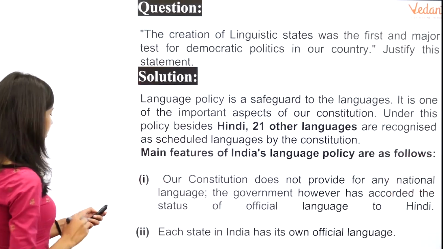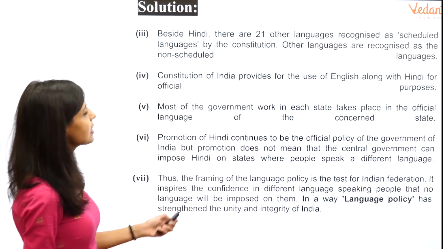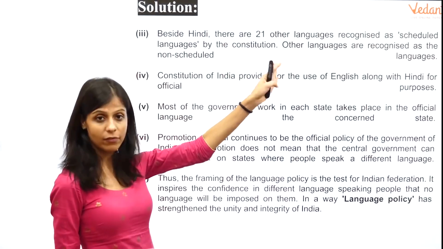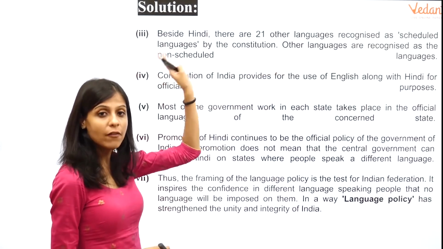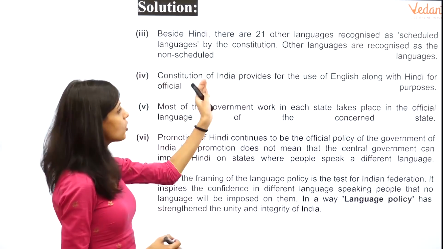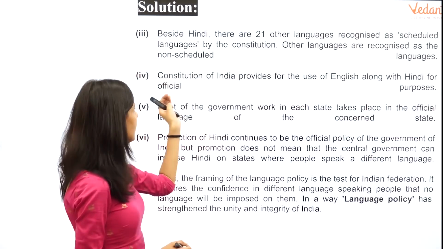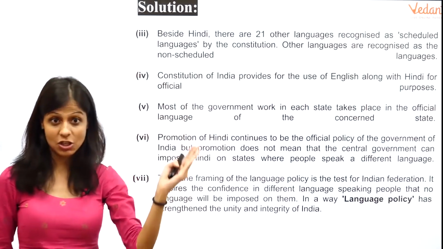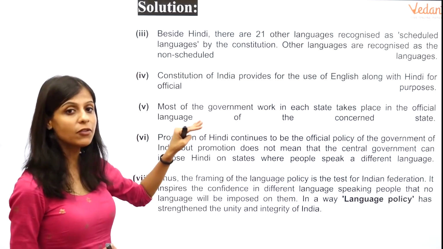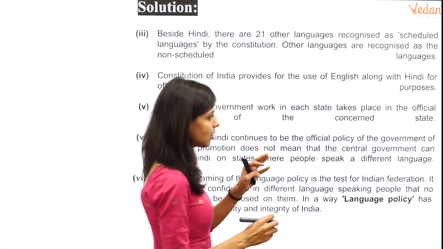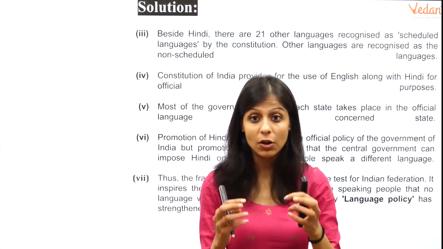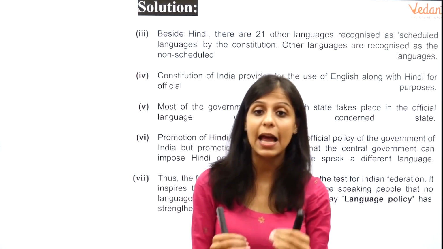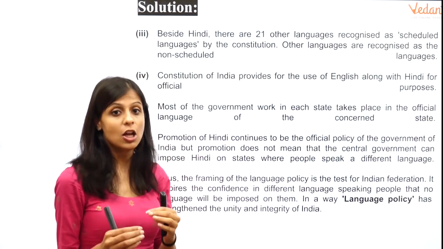The next important point that you can give is that besides Hindi, like we've mentioned in the introduction, we have scheduled languages. The constitution provides the use of Hindi and English for official purposes, like I just told you. And most of the government work, like I told you, is going to take place in the concerned language of that particular state.